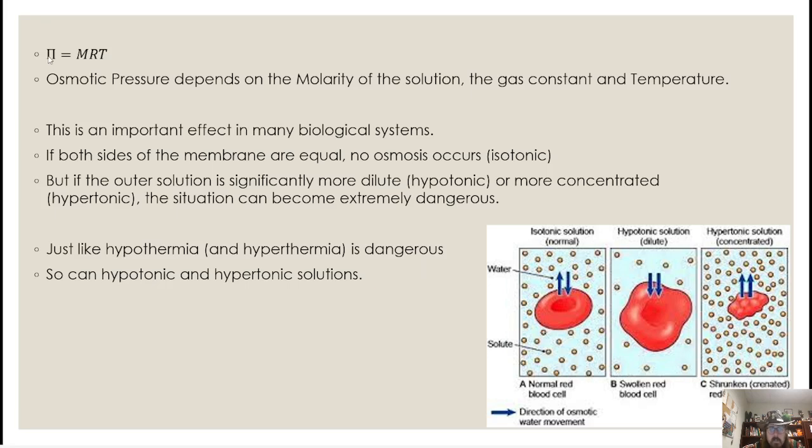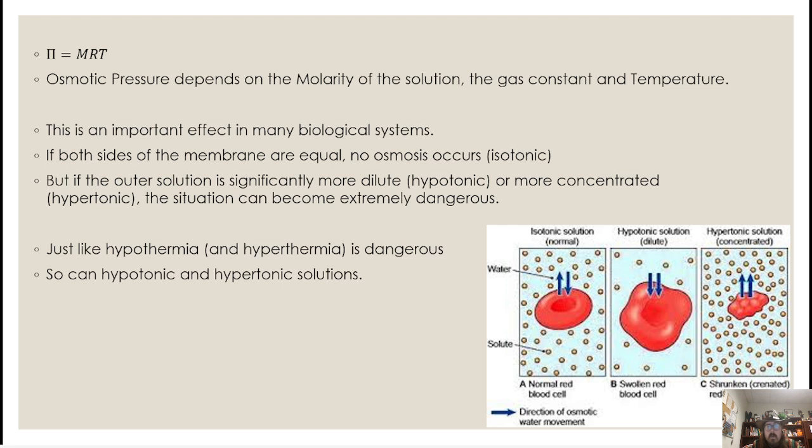The equation is simply put osmotic pressure, which is pi, capital Greek letter pi, is equal to the molarity times our gas constant R times temperature. Molarity is, of course, moles over volume, so the units of R will generate our pressure. So temperature obviously has to be in Kelvin.